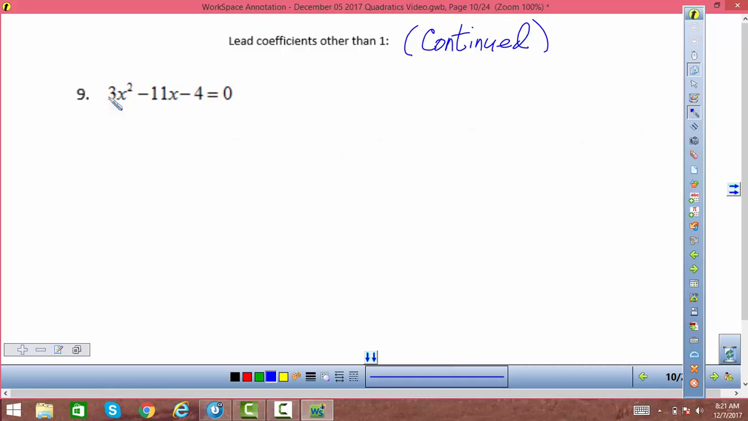In this video, we'll factor quadratic equations that have a lead coefficient other than 1, but where I cannot divide the lead coefficient evenly into the other coefficient or the constant. So I start differently here. I'm going to multiply 3 times negative 4, and that gives me negative 12. So now my task is to find two numbers that will multiply to give me negative 12 and add together to give me negative 11.